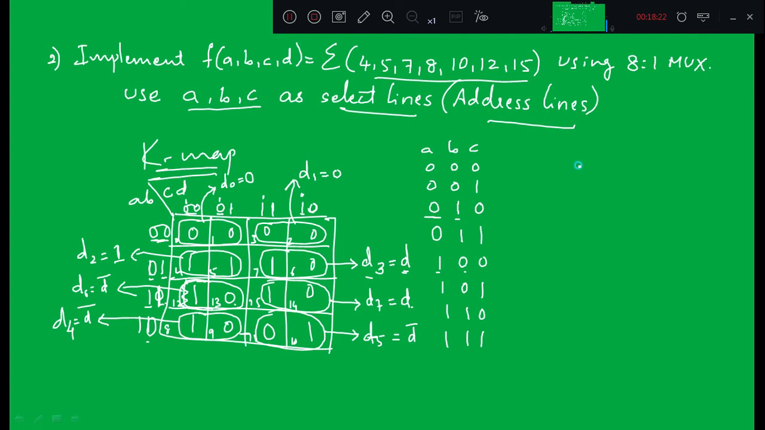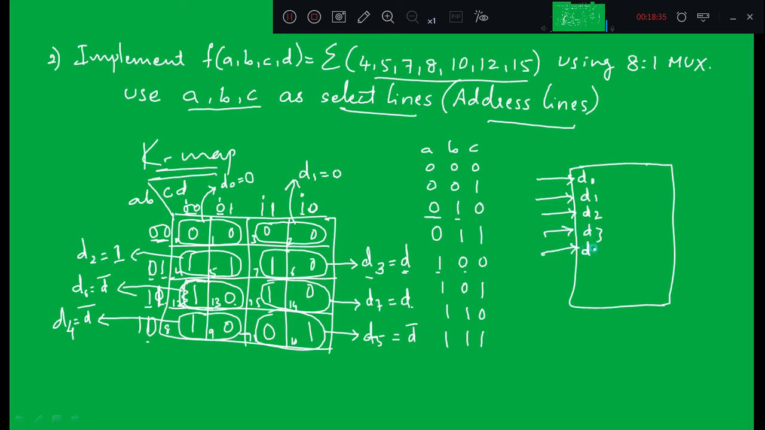So now design this using an 8:1 mux, same as the previous example. D0, D1, D2, D3, D4, D5, D6, D7, right? And select lines are 3, S2 is MSB, S1, S0 is LSB. Out of ABC, A is MSB, then the second one is B, and C is LSB, right? So what is D0? D0 is 0, right? D1 is 0, you can short D0 and D1. D2 is 1, D3 is D, D4 is D bar.